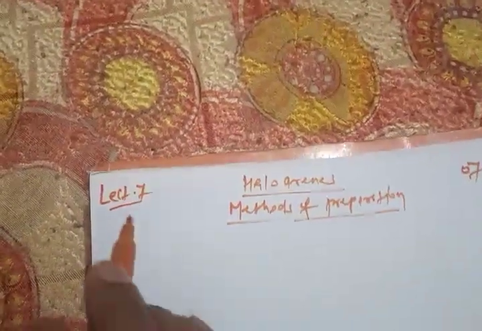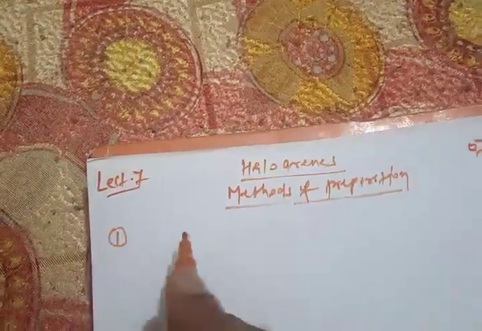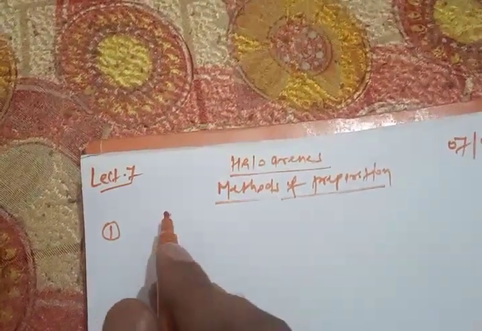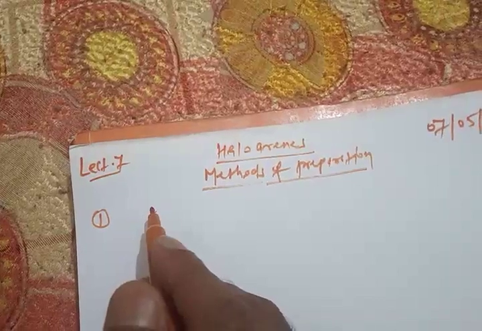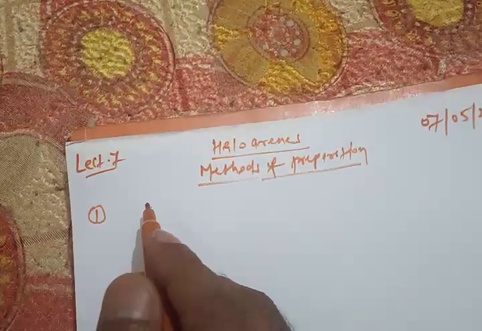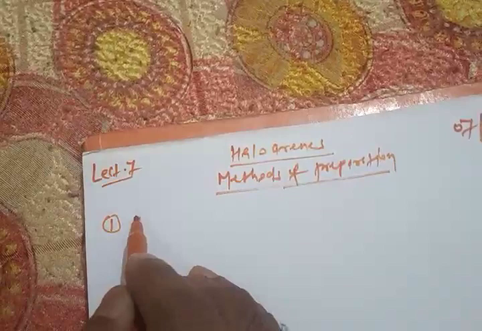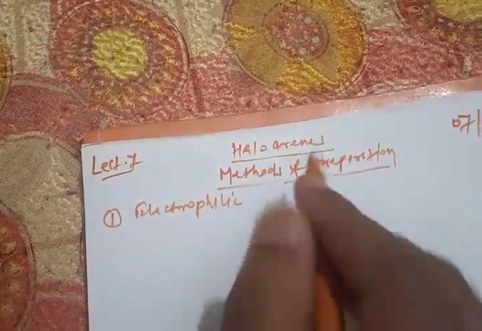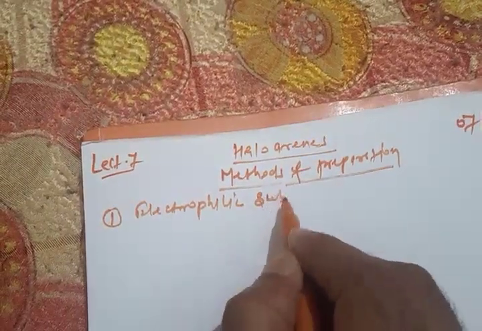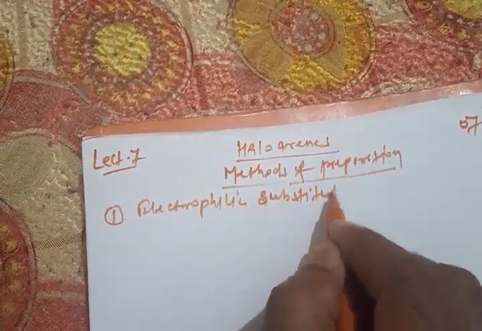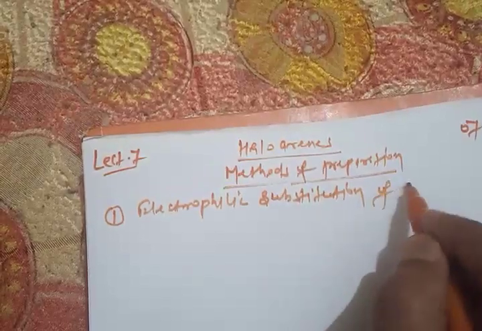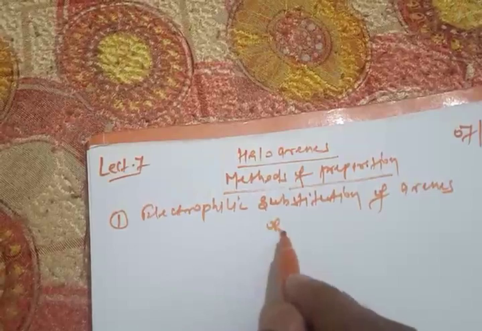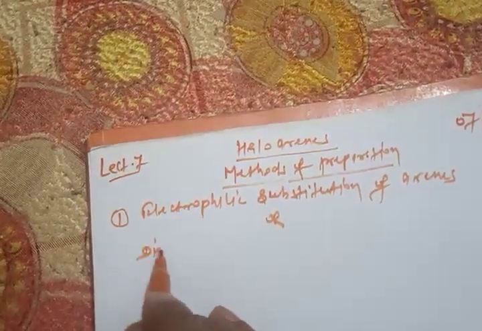The very first method, a very common and important one as well, is the electrophilic substitution of arenes. Another name of this reaction is direct halogenation.